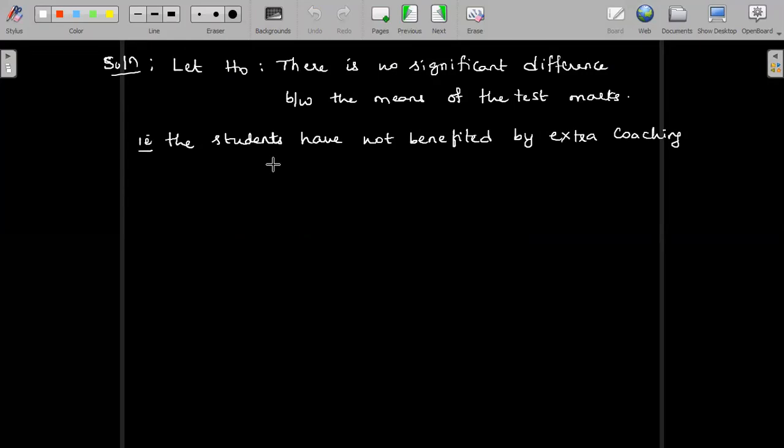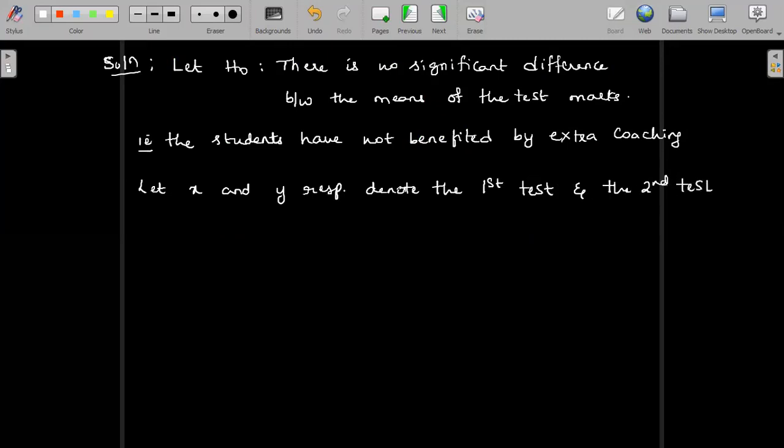So with this, we will now find out the relevant things required for applying the t-test. So I'll assume first X and Y respectively for the first test marks and the second test marks. So let X and Y respectively denote the first test and the second test marks.